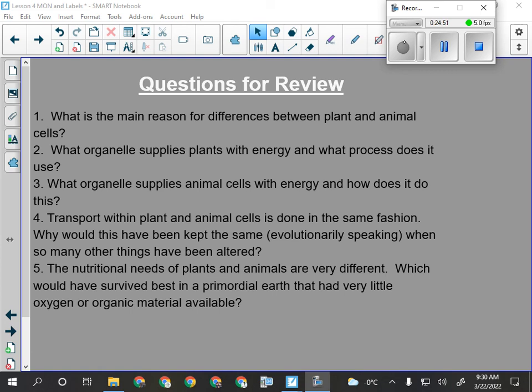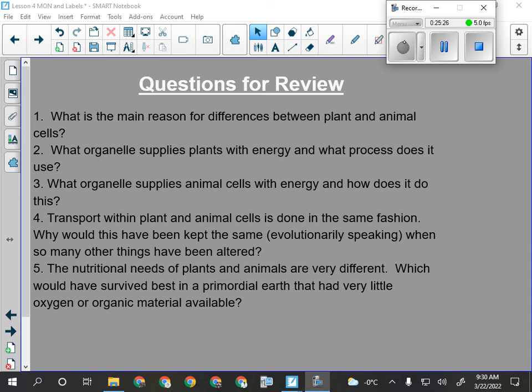All right, and then number 5, the nutritional needs of plants and animals are very different. Which would have survived best in a primordial Earth, that's a very young, early Earth, that had very little oxygen or organic material available? Would animals have survived, or chemoheterotrophs in general, if there's very little organic material or oxygen? They would not. They require oxygen and organic material in order to make energy.